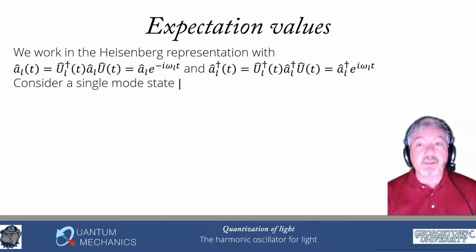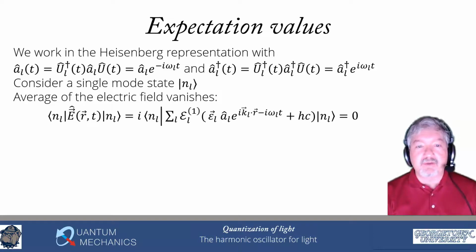Now we're going to look at a couple of different expectation values. We're going to be working with the expectation values for a single mode state. That is a state that has NL photons in the mode L and no other photons in anything else. Let's start by looking at the average of the electric field.